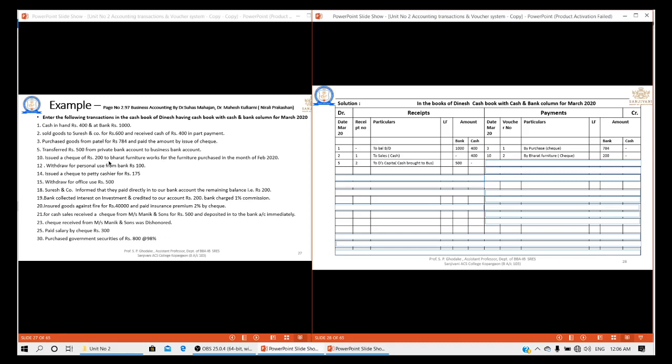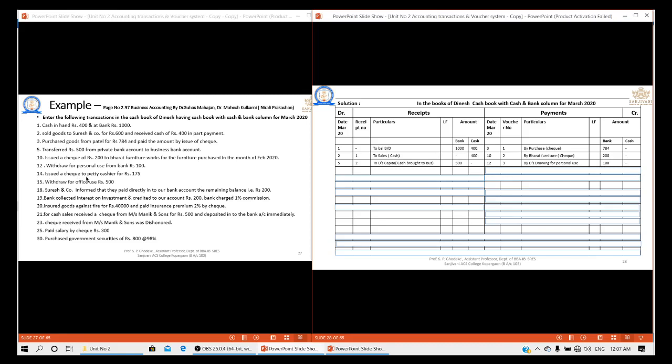Then next, on 12th, withdraw for personal use from bank rupees 100. Now it is withdrawn from bank. So payment is done by D's drawing for personal use. From bank we have deducted 100.